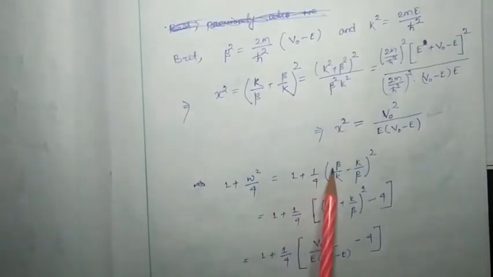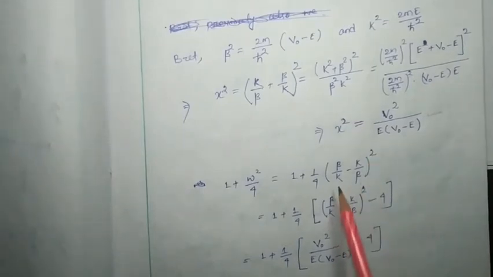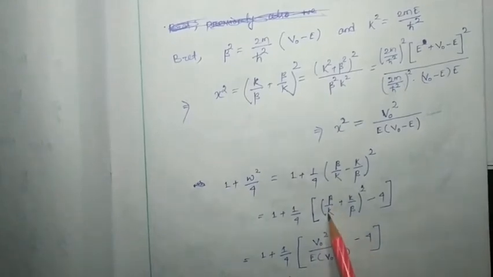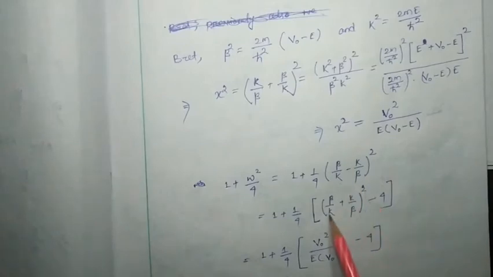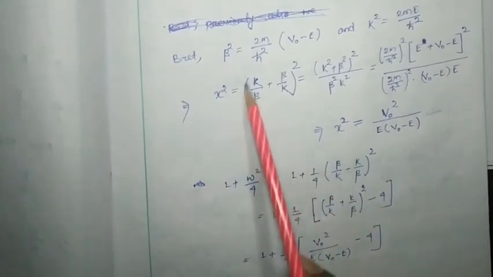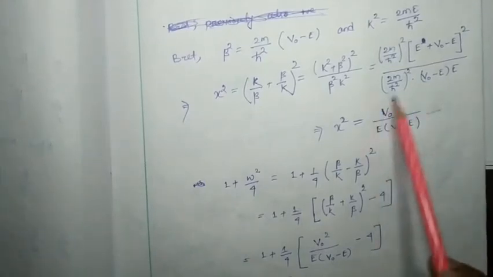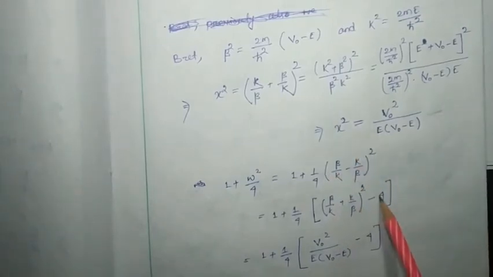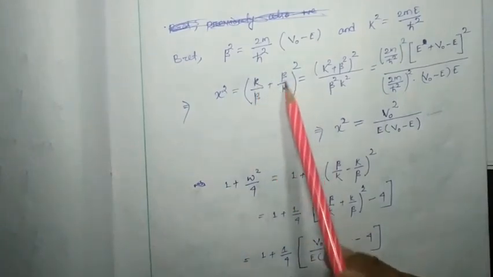Okay, so 1 by 4 into (beta by k minus k by beta) whole square, right? So this can be written as (beta by k plus k by beta) whole square minus 4. Because I am considering this one, this value we already got, so I can directly put it. Only for that I modified it to this form, it will be easy for me to put directly the value of (k by beta plus beta by k) whole square.